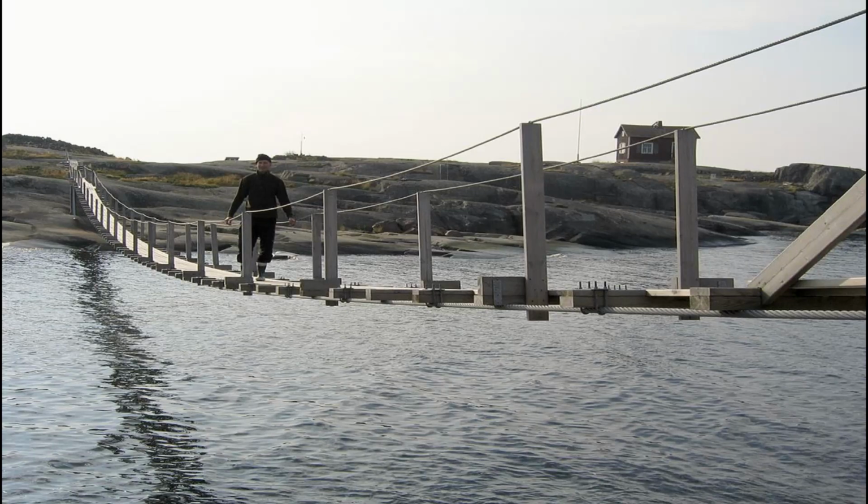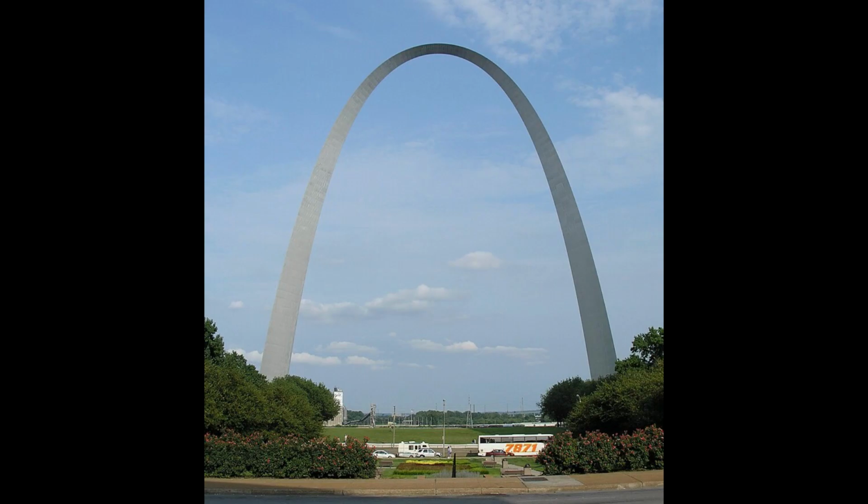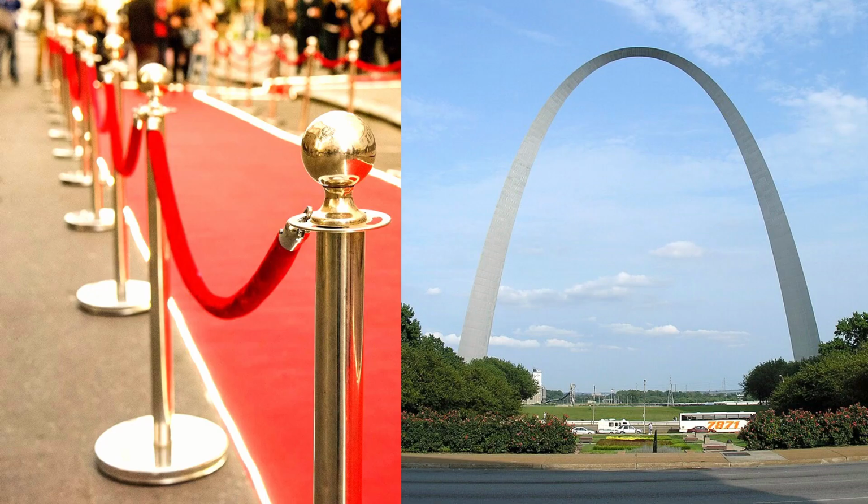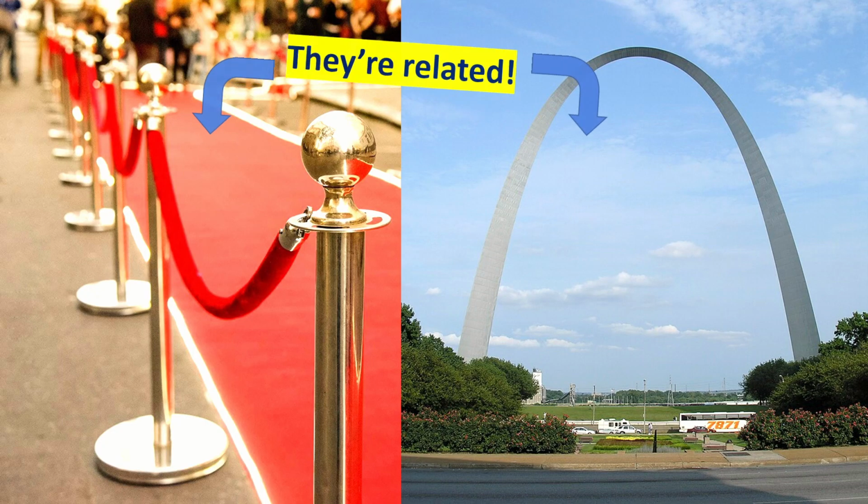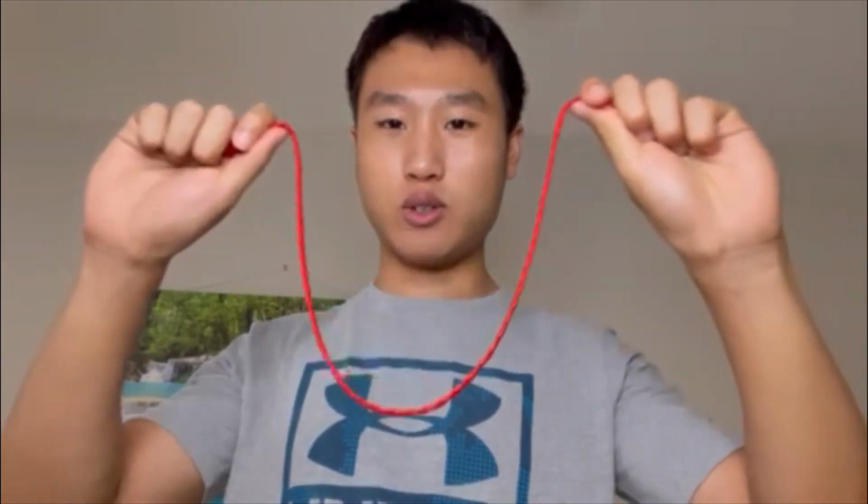What do this suspension bridge, this stanchion and rope, and the Gateway Arch in Missouri have in common? Beyond appearances, the curvatures they share come from the same family. Have you ever wondered what curves cables form when under the influence of gravity? More specifically, how can we model these curves mathematically?